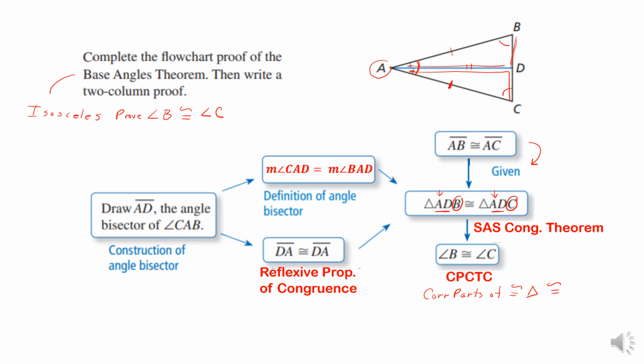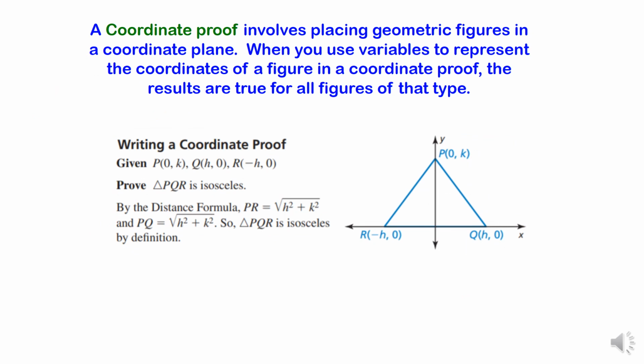There you go. Okay, there's one more kind of proof that they haven't shown you. A coordinate proof involves placing geometric figures in a coordinate plane. When you use variables to represent the coordinates of a figure in a coordinate proof, the results are true for all the figures of that type. So this is showing you that you're going to write a coordinate plane. The points are your given, and you need to prove that triangle PQR is isosceles. They don't tell you which two sides are going to be congruent, so you have to figure that out.